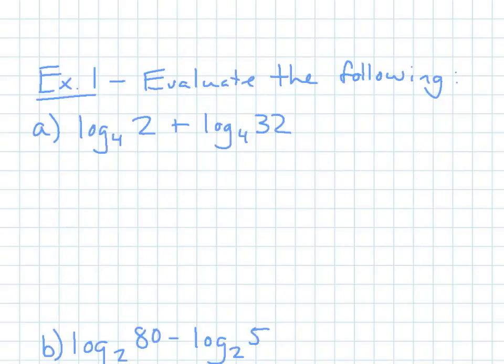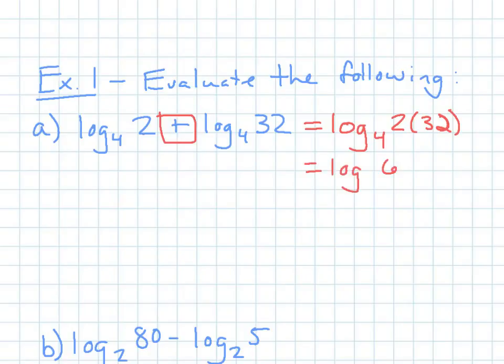So here, let's say you want to evaluate log of 2 base 4 plus log of 32 base 4. Here, because there's an addition sign, it tells me I can put them together and make one log. So that means I could write log of 2 times 32 with a base of 4. Okay, so notice how the addition became multiplication there. Okay, so 2 times 32 gives me a log of 64 base 4.